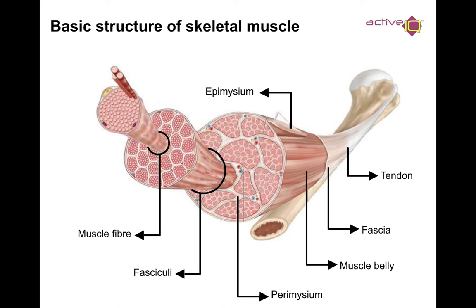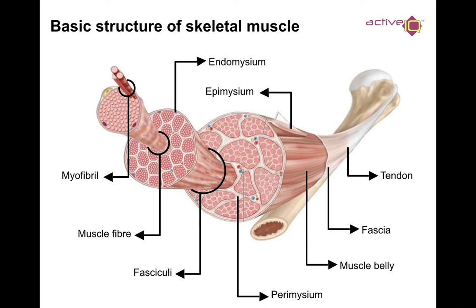Within the fasciculi, we've got bundles of muscle fibers, and then you've got the endomysium. It's similar to the epimysium, which surrounds the large muscle belly, but the endomysium surrounds these muscle fibers. So that's what wraps up the muscle fibers: the endomysium.